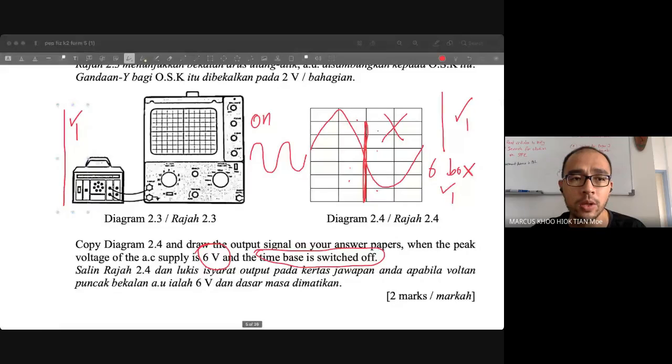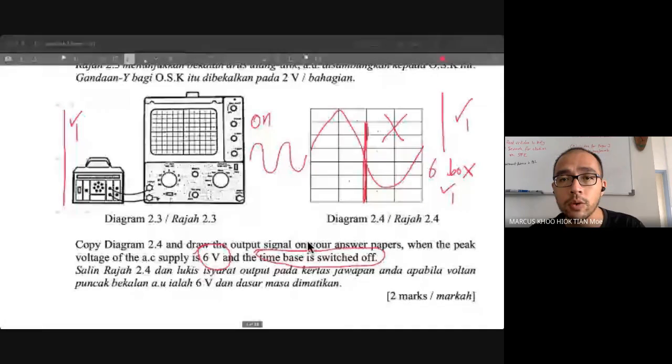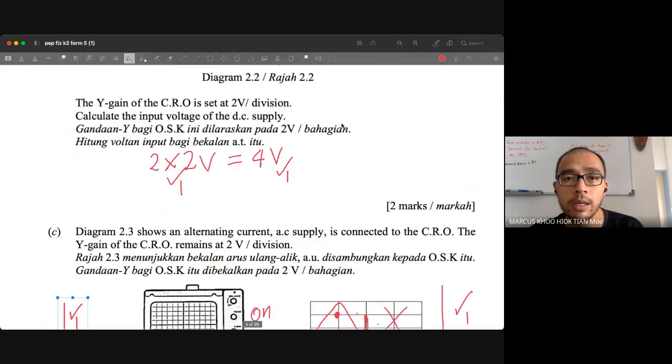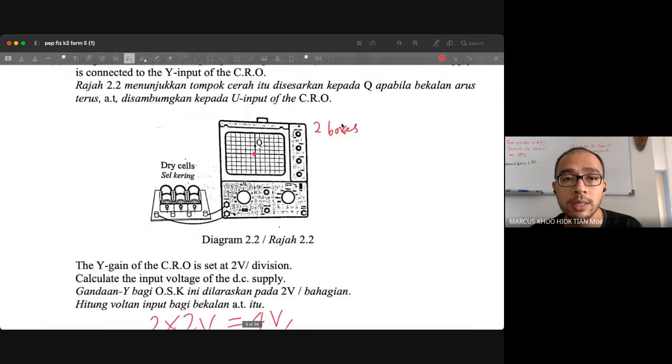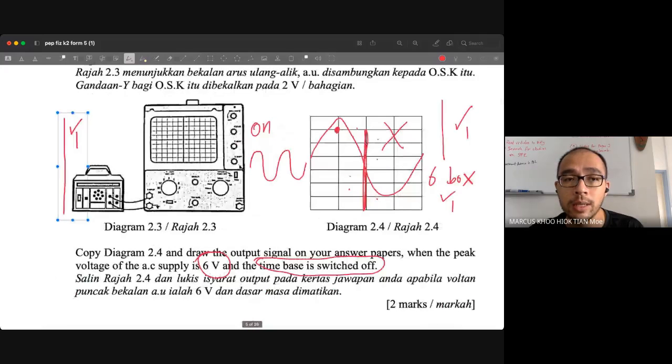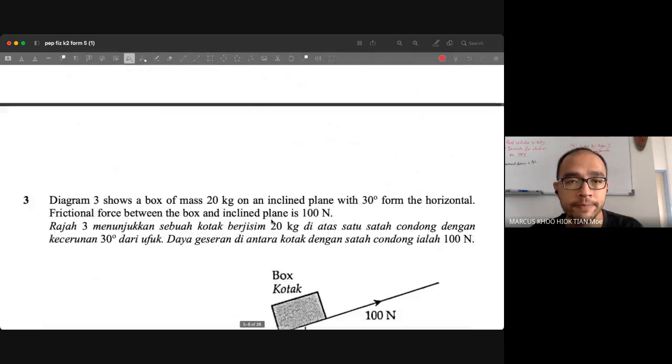Be very careful. Some of you put only one dot here. Cannot, because a dot is for a dry cell. Dry cell, no time base. This one cannot be a single dot because it is alternating current. Alternating current must go up and down. Okay, so yeah, 2 marks over there.